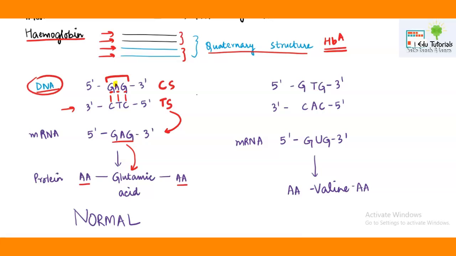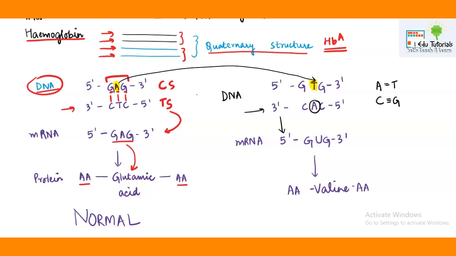Now the problem arises when this A base changes to T. Now what happens as A is changing to T, that means as per the base pairing rule, this base has to be changed, because as per base pairing rule, A always binds to T and vice versa, and C always binds to G and vice versa. So here the T base is there, that means it has to bind with A. Now this double helical DNA, its template strand will synthesize the messenger RNA.